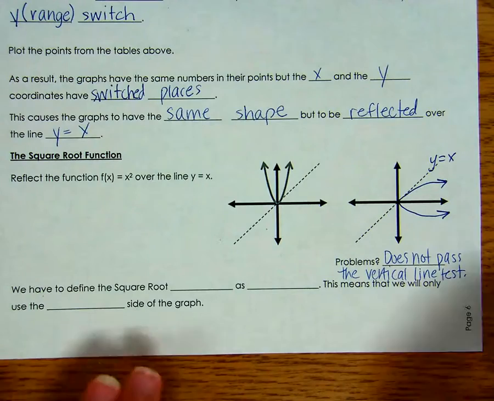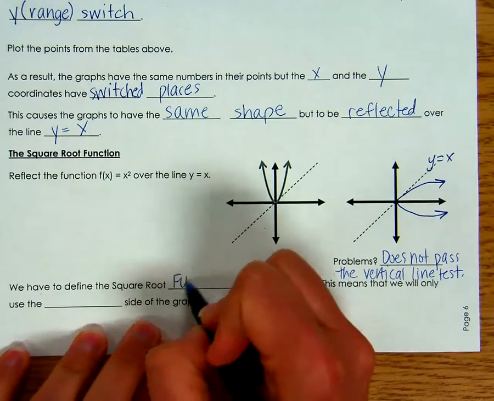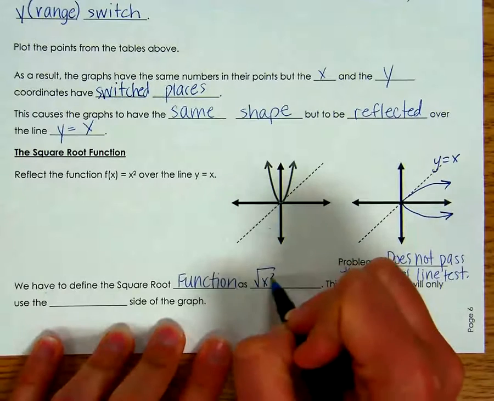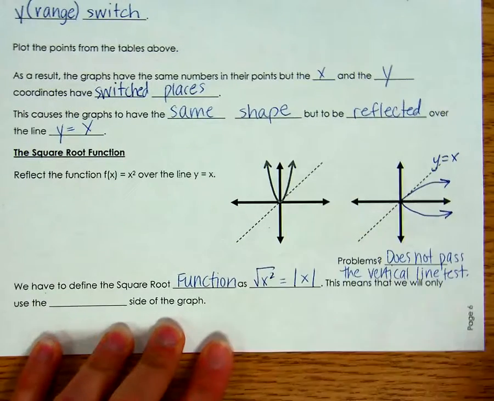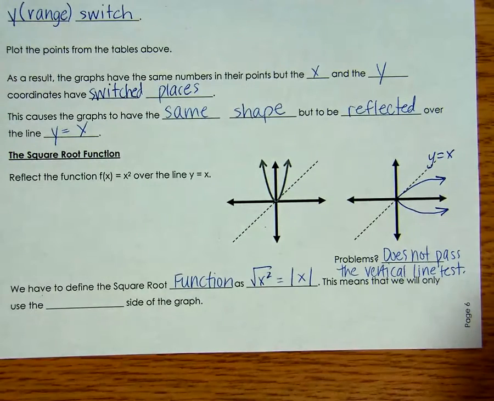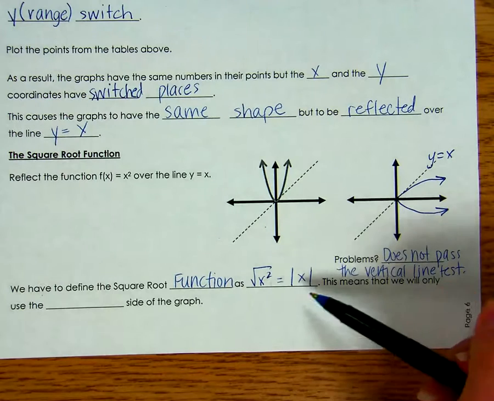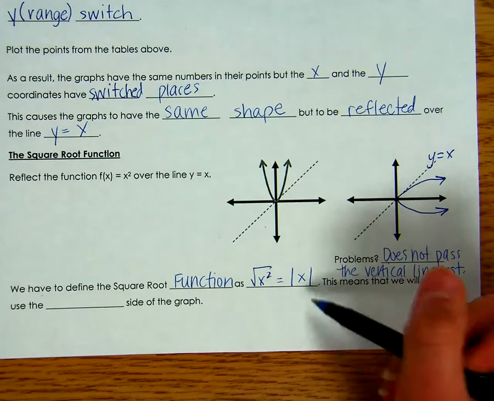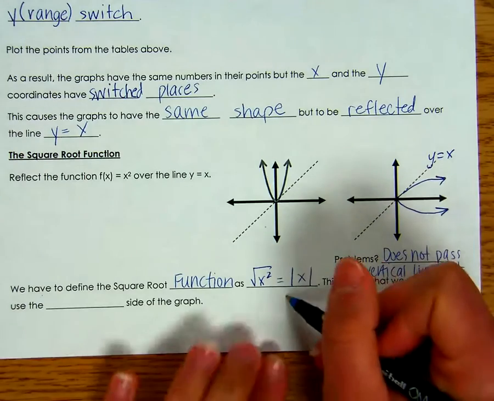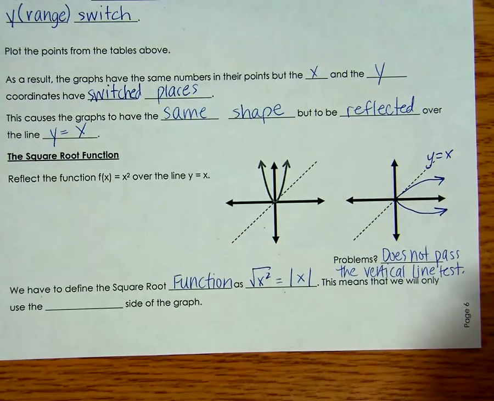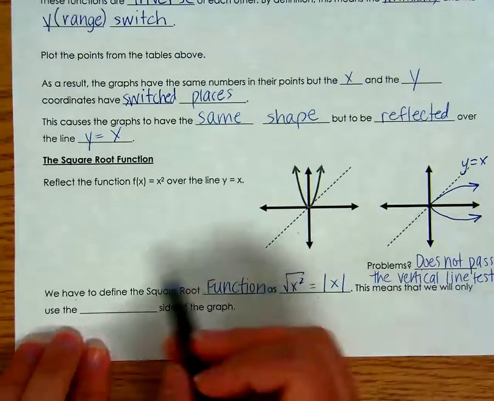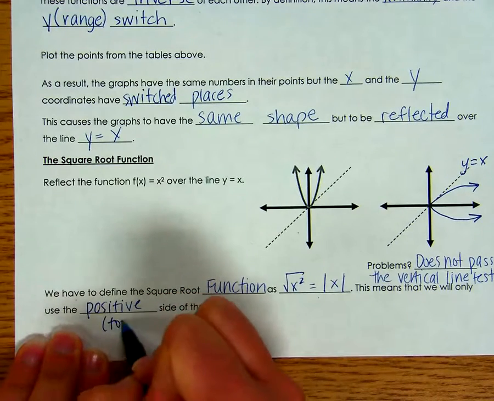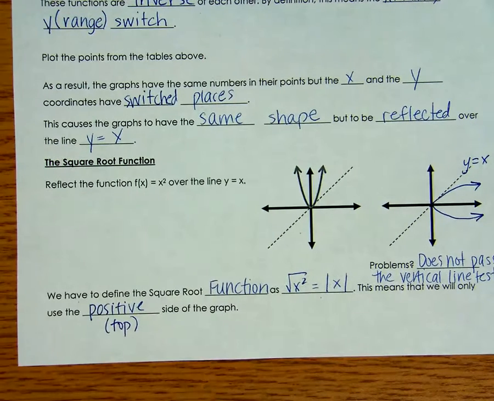So we're going to have to define the square root function, because we want it to be a function, as the square root of x squared is only using the absolute value of our x. So really, if you think through what this means, we just want the principal square root. We don't want both positive and negative. This means we will only use the positive side of the graph, or the top side of the graph.